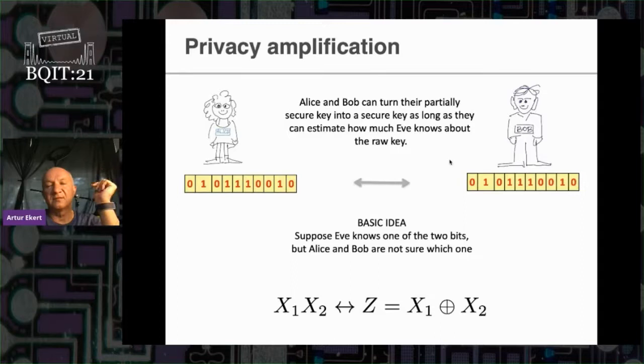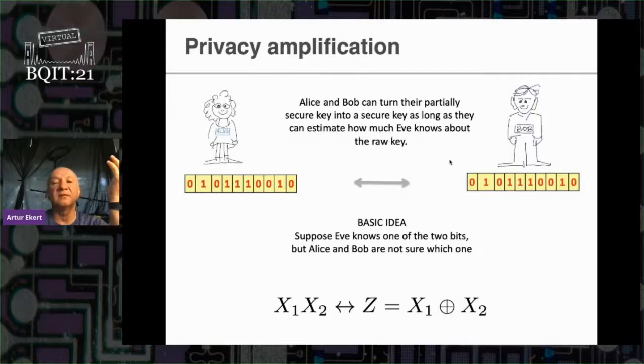And of course, Alice and Bob know exactly what it is because they know the value of x1 and x2. So in this case, they simply say, okay, let's just do the binary addition of x1 and x2, and look at the result. And so you can see they just reduce the size of the key from 2 to 1, but now they gained in terms of security. They have one secret bit.